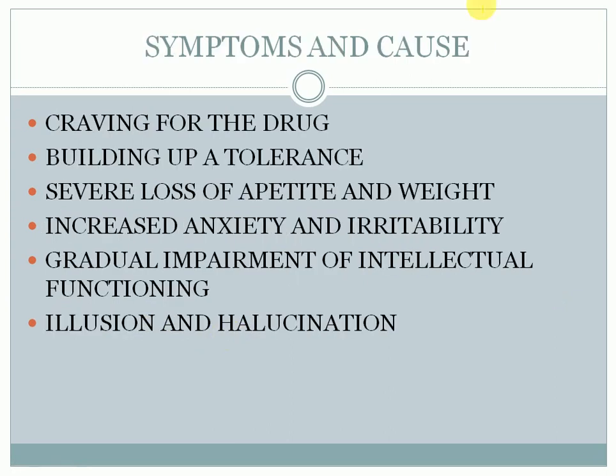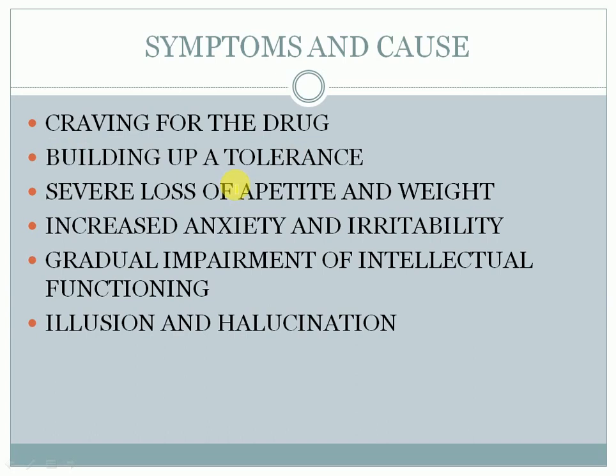So all these consist of some or the other drugs. Now coming to the part symptoms and cause. Basically there is only one major cause for all the following symptoms, and that is the drug affects or impacts directly the brain. And since it is impacting the brain directly, it has all these symptoms. Now basically the symptoms are as follows. The craving for the drug increases. The person has no control on him or her. Moreover, building up a tolerance.